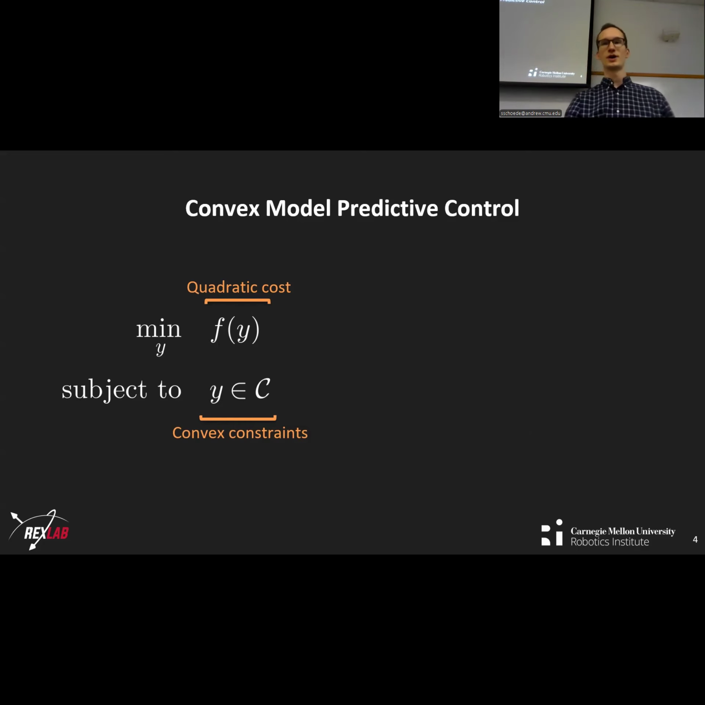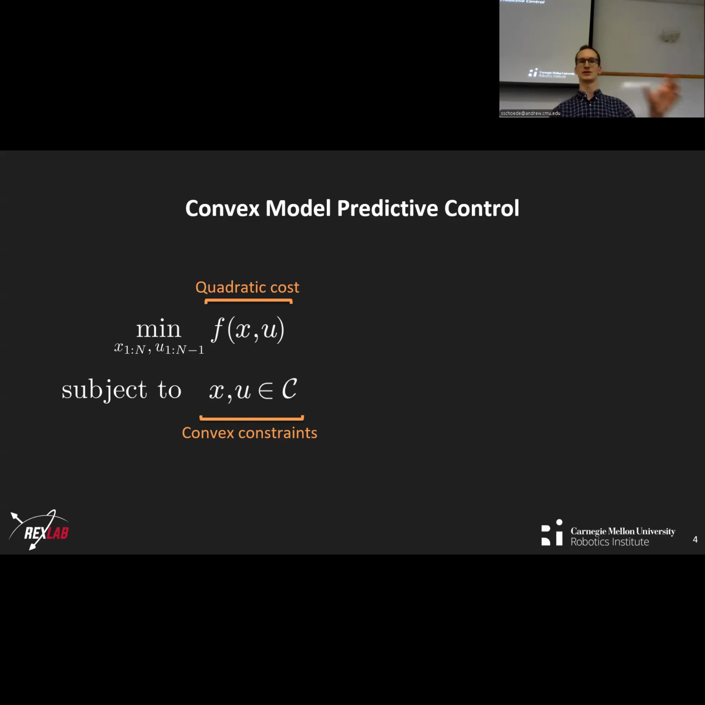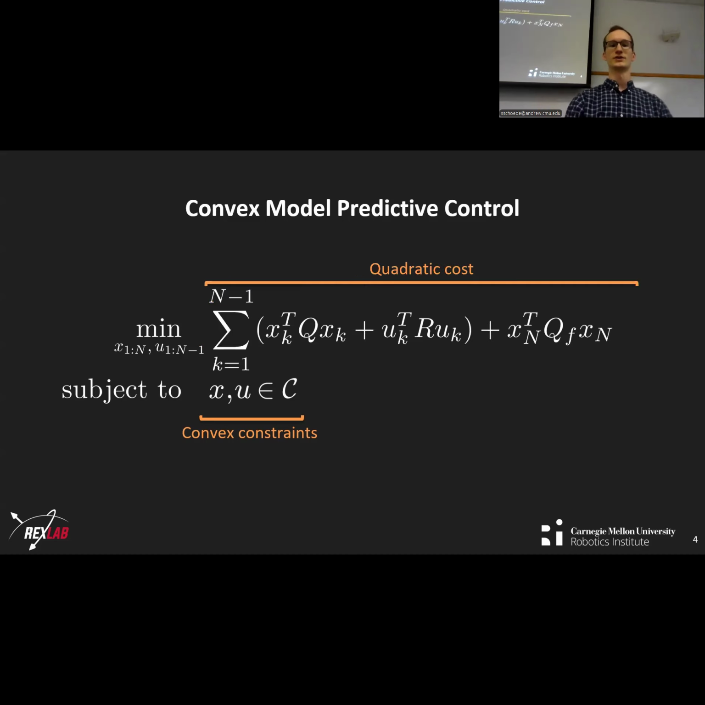So you can write this with a quadratic cost. And if we expand this out by switching our decision variables, which was y, to our state, x, and our control inputs, u, for each time step, we can write it as this set of stage costs, which we sum up over our time horizon, and then some final cost. And you can add linear terms in here to take into account your reference trajectory that you want to track. But this is the basic form. And then we have some convex constraints in order to keep it a quadratic program.